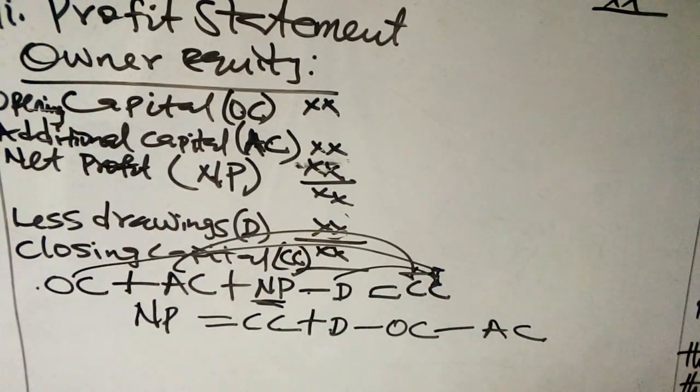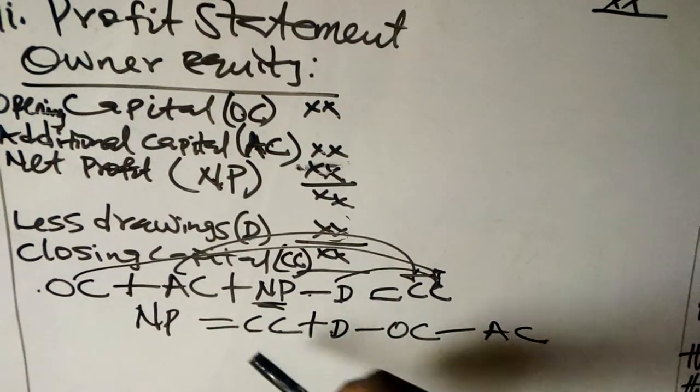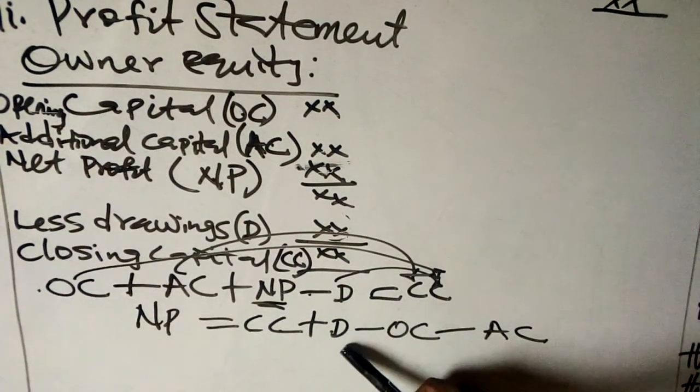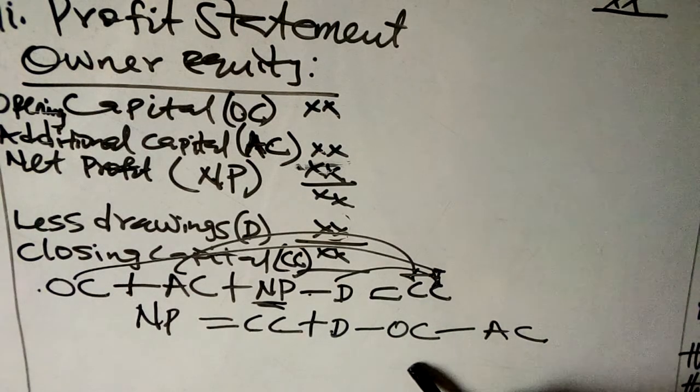That means to ascertain the profit or loss for the period, your net profit will be closing capital plus drawings minus opening capital minus additional capital. Now let's put this format in the statement form.